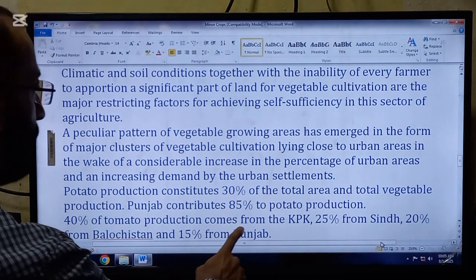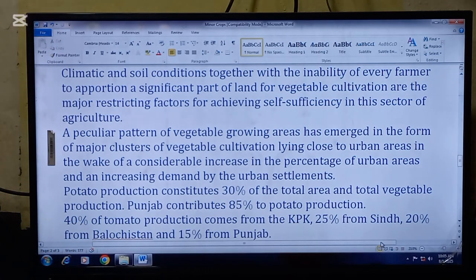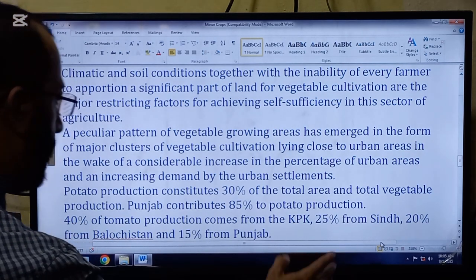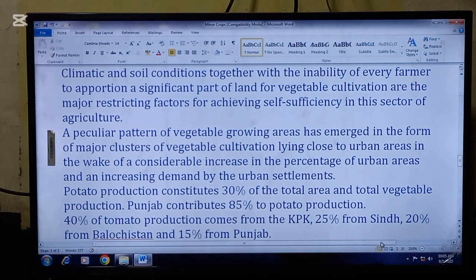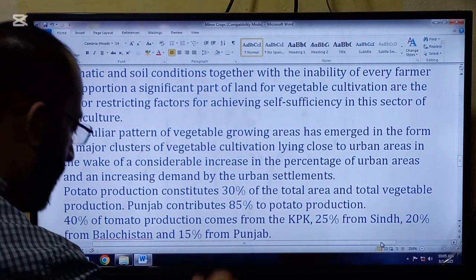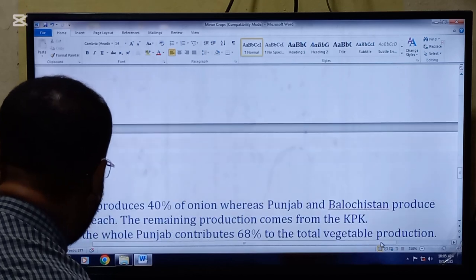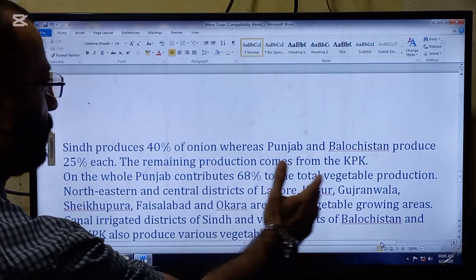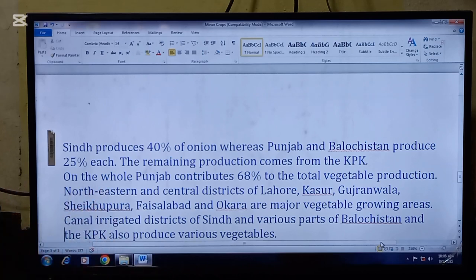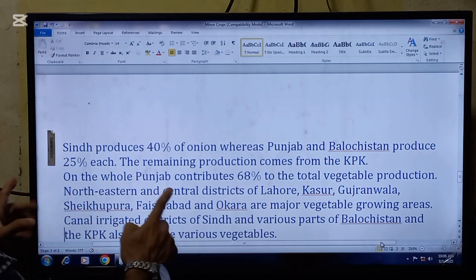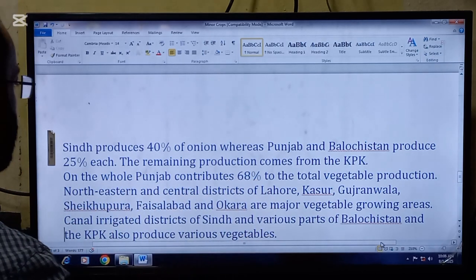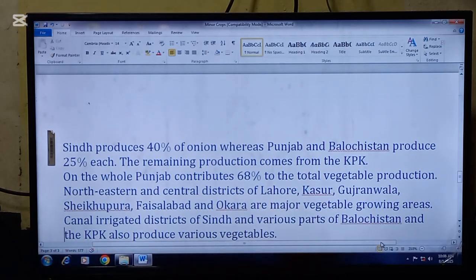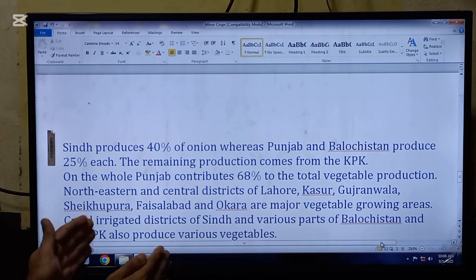Punjab contributes 85% of the potato production. 40% of the tomato production comes from the KPK, 25% from Sindh, 20% from Balochistan, and 15% from Punjab. Sindh produces 40% of the onion, whereas Punjab and Balochistan produce 25% each. So, as far as onion is concerned, Sindh is the main cultivating area. The remaining production comes from the KPK. So, KPK's proportion is very small.